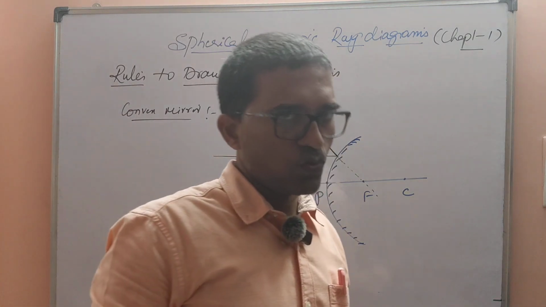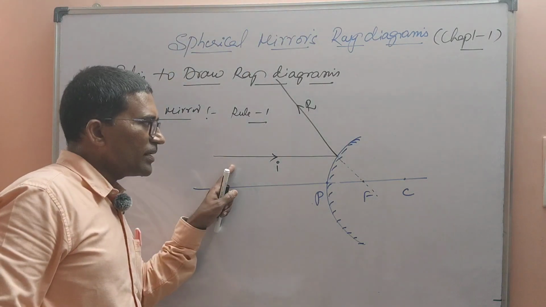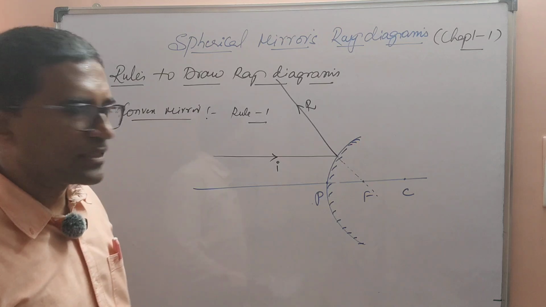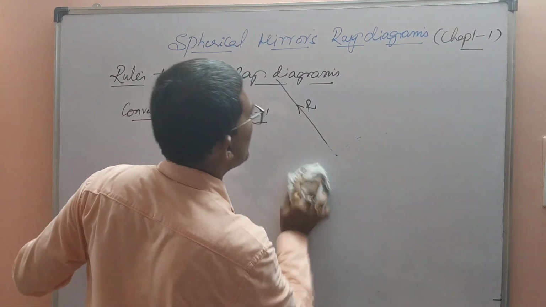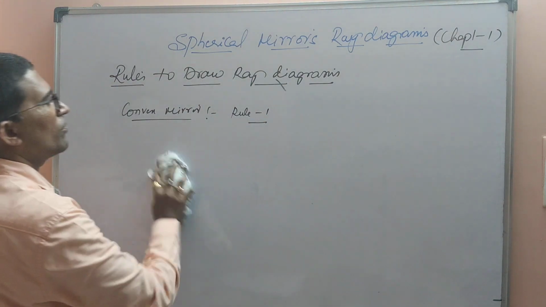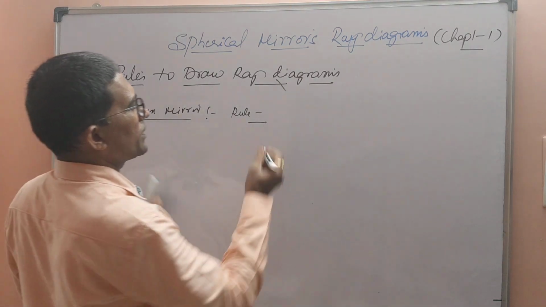Rule 1 is applied only if the incident ray is parallel to the principal axis. Is it clear? Now we'll be talking about rule 2 for a convex mirror.